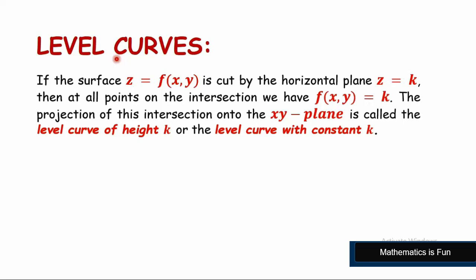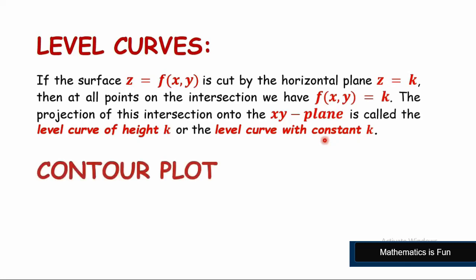So here the level curve is basically the intersection of the horizontal plane and the surface. We equate these two equations and we get f of xy is equal to k. The projection of this intersection onto the xy plane is called the level curve of height k, or level curve with constant k. Now, what do we mean here by height k? Height k is the height at which the horizontal plane cuts the surface.